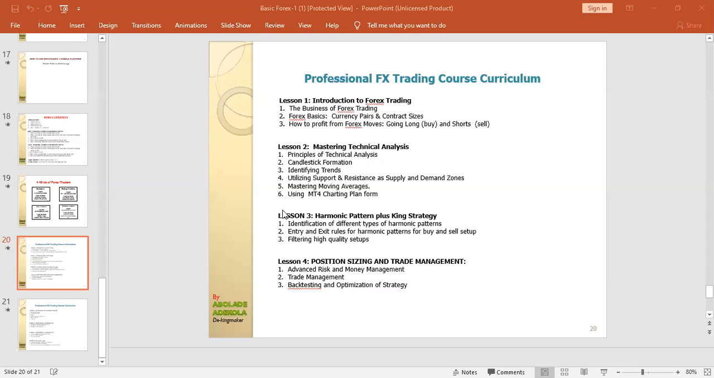Okay, so we are going to go in deeper, because we want to be sure all our students have good knowledge about the trading platform, because that is where a lot of people make mistakes in the early stage of their trading journey. So lesson three, harmonic pattern strategy plus the king strategy. This is a strategy that is very hot. This is a strategy that nets us close to 80% win rate.